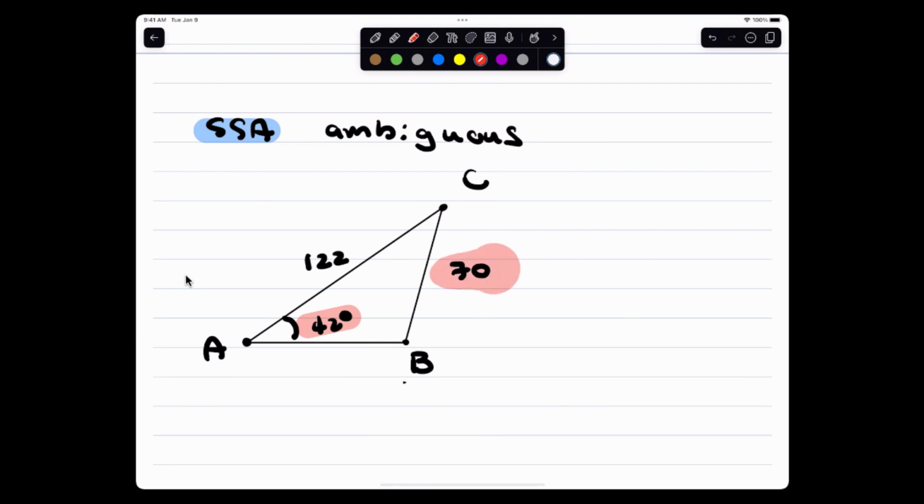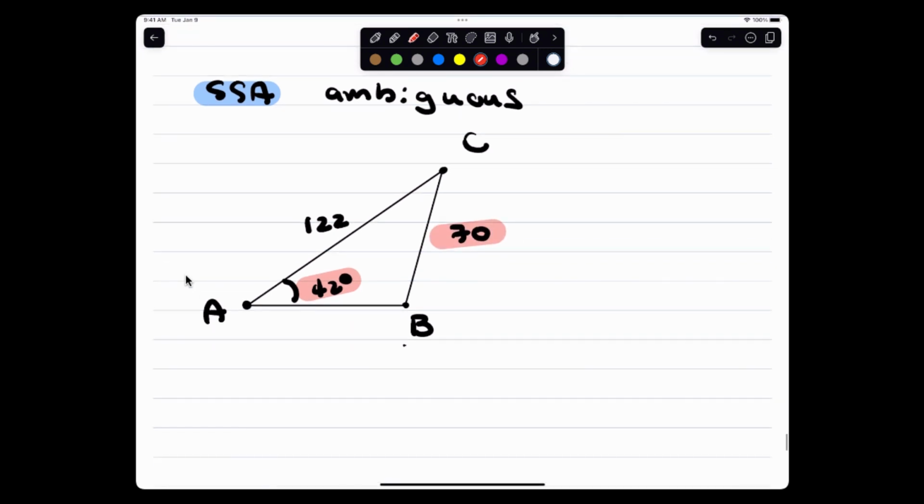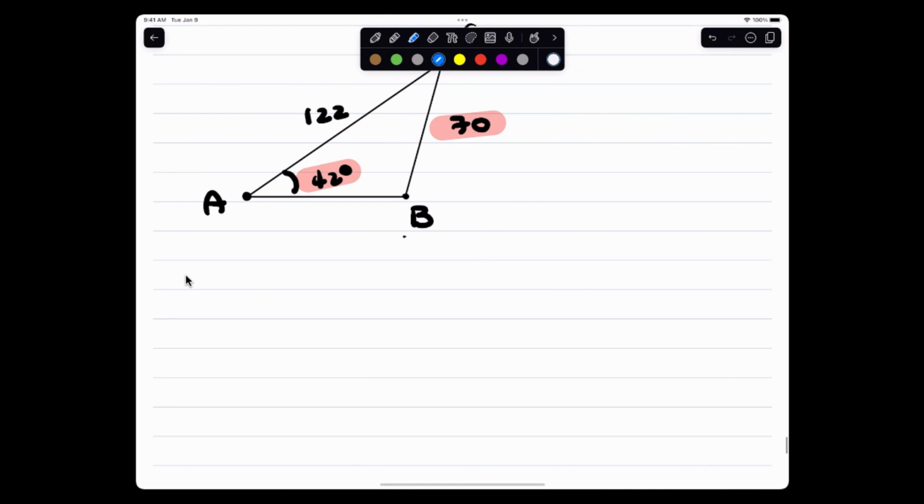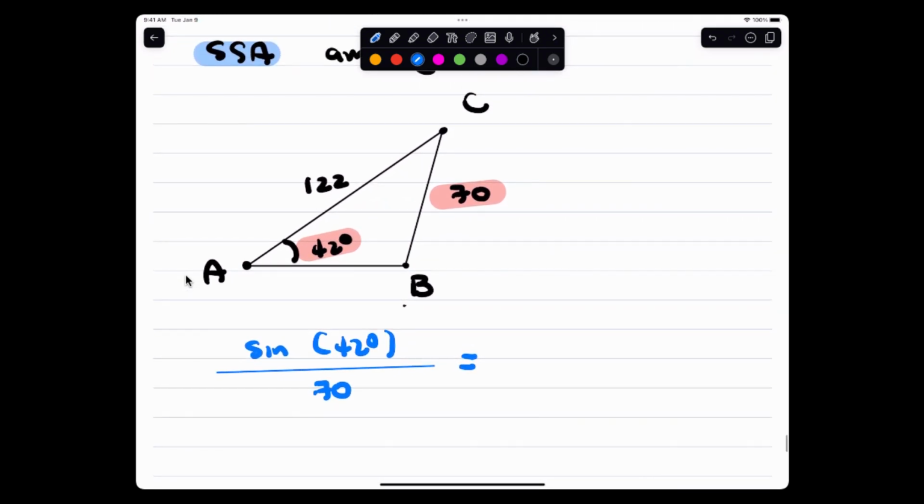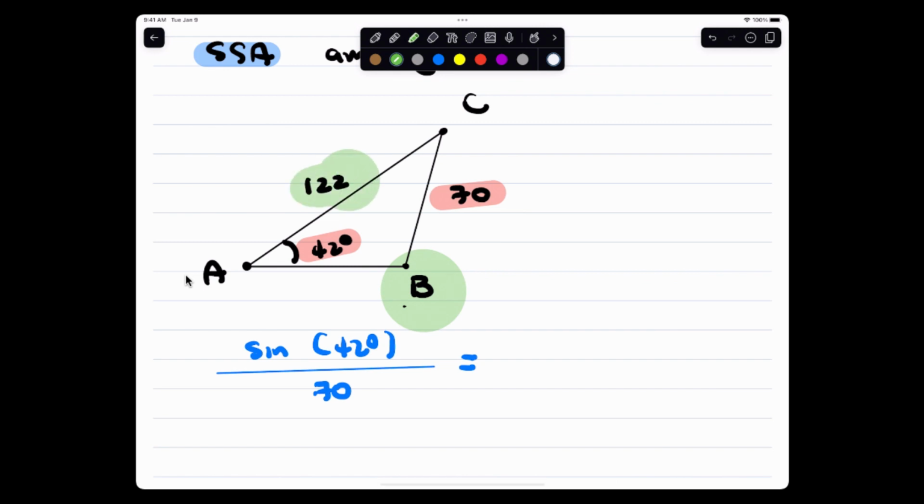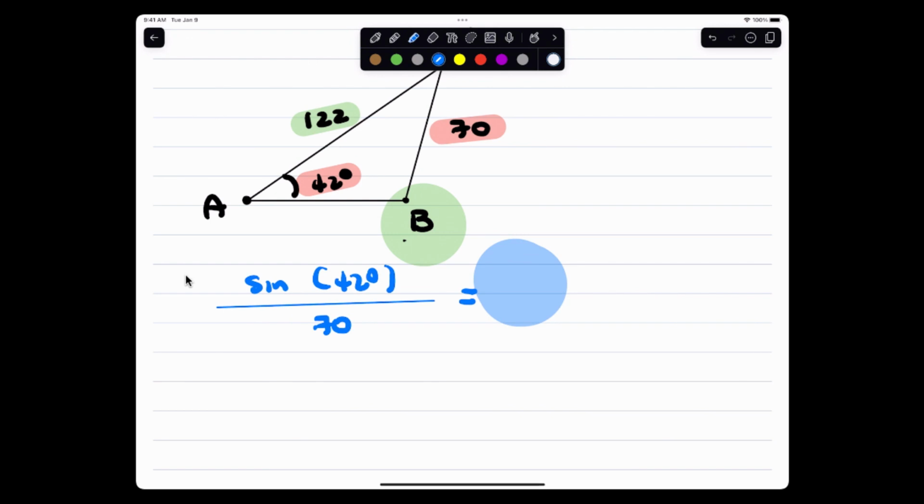Here's the angle, and here's the opposite side, okay? So we're going to start with that fact. Sine 42 degrees divided by what? 70, right? You say, why do we start with this? Because they're both known. And then we have no choice again. We have to go with little b and 122. You say, why? Because there's one known quantity. The little b is known.